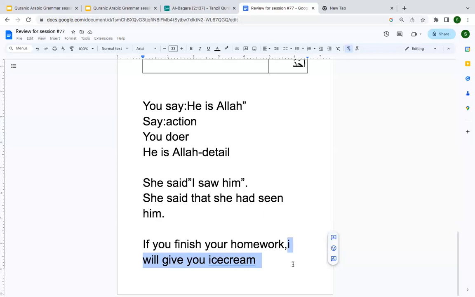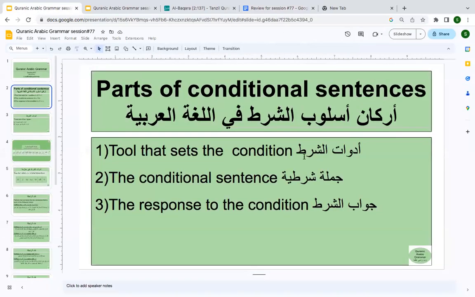How many parts are there for a conditional sentence? Any given jumla shartiya will have how many parts? Two or three? Should be three, right? The first is the tool that will set the condition. The second is the conditional sentence itself that follows the tool. And the third is the response to the condition. So the arkan of uslubu shart in the Arabic language are three: adawatu shart, jumla shartiya, and jawabu shart. Everyone with me so far?